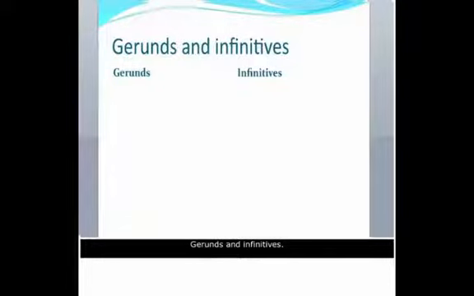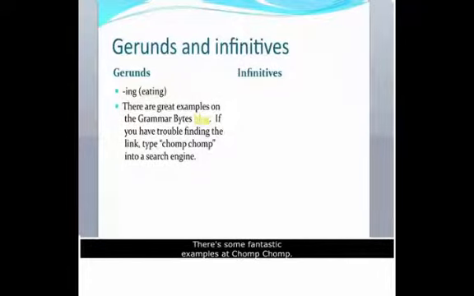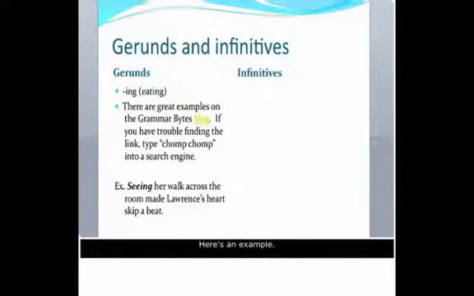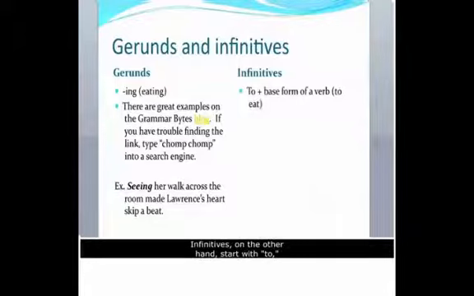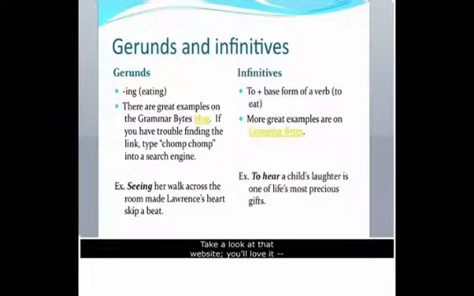Gerunds and infinitives. Gerunds end in ing. There are some fantastic examples at Chomp Chomp. That's a Grammar Bites blog. Just type Chomp Chomp into the search engine. Here's an example. Seeing her walk across the room made Lawrence's heart skip a beat. The infinitives, on the other hand, start with to plus the base form of a verb. To eat, for example. Plenty more examples on Grammar Bites. Take a look at that website. You'll love it. Well, as much as you can love grammar.